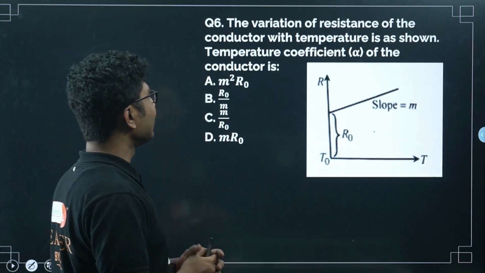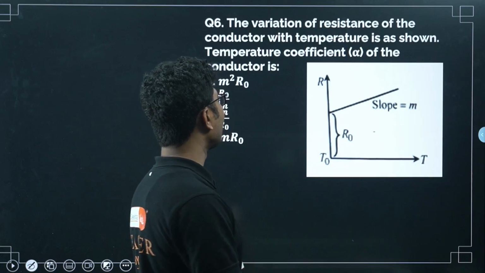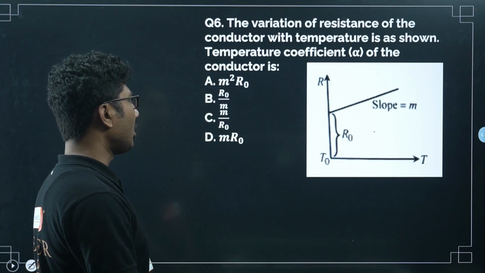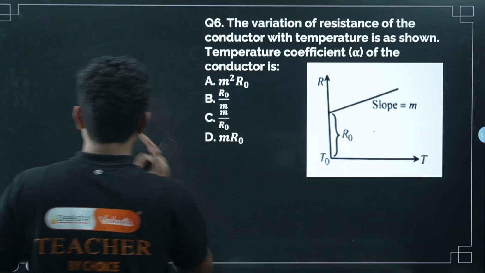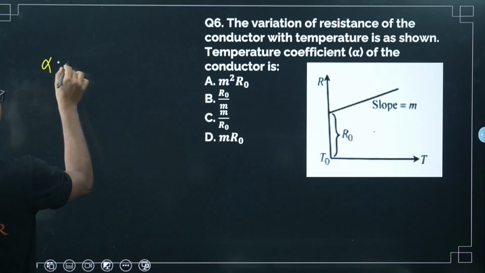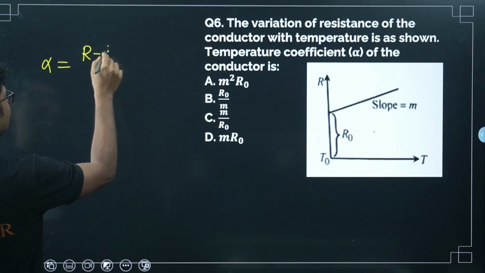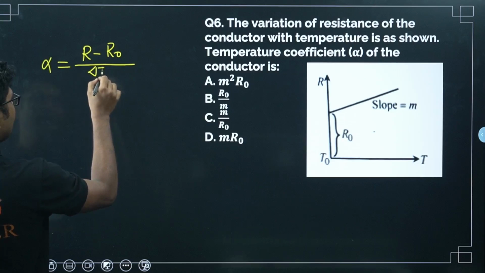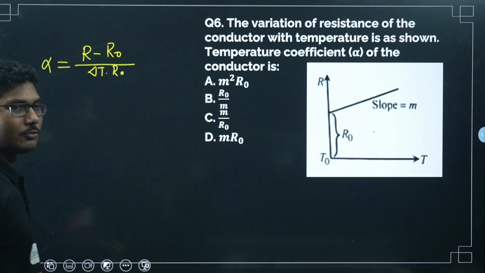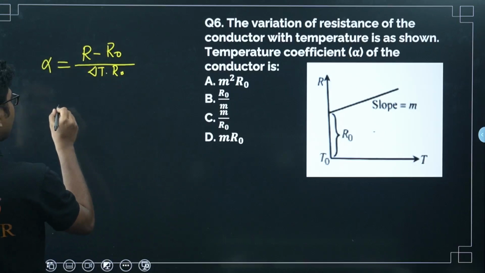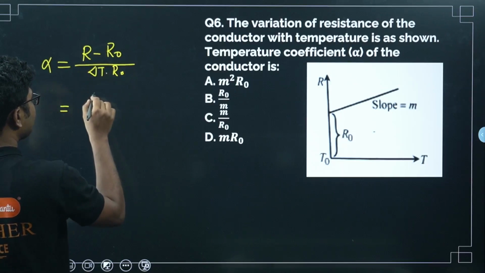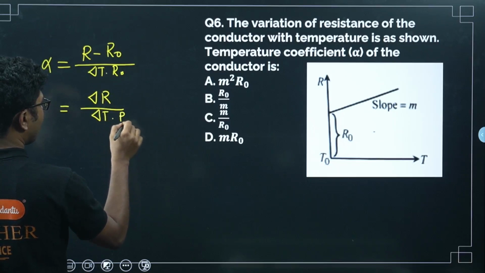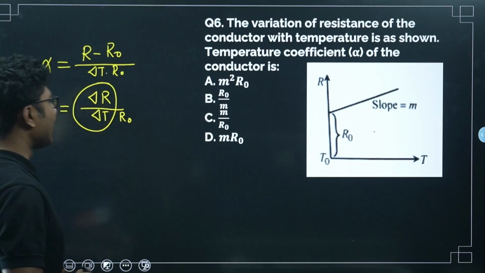Okay, now another interesting question: the variation of resistance of the conductor with temperature is as shown. Temperature coefficient alpha of the conductor is. Now we know that temperature coefficient alpha, I have already given you this formula, is R minus R naught divided by delta T times R naught, right? This is the formula. Now in this formula, I can write R minus R naught as delta R and delta T into R naught, right? Now what is this? Delta R by delta T.